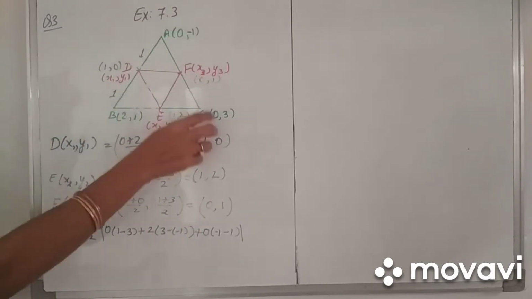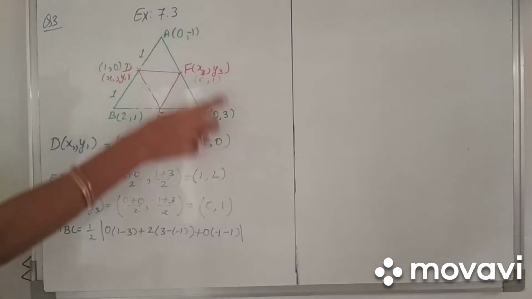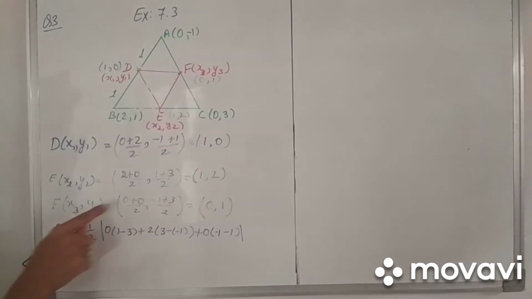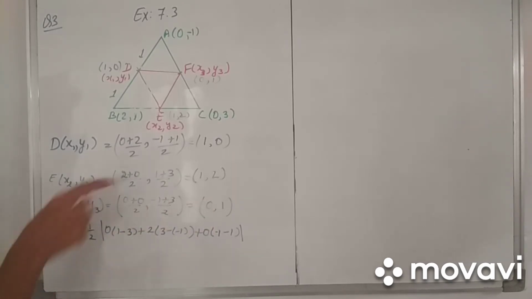For F, (0 plus 0) upon 2 and (minus 1 plus 3) upon 2. 0 plus 0 means 0, 0 upon 2 means 0. Minus plus minus and sign of greater. So 2 upon 2 means 1. So here we get the coordinates.